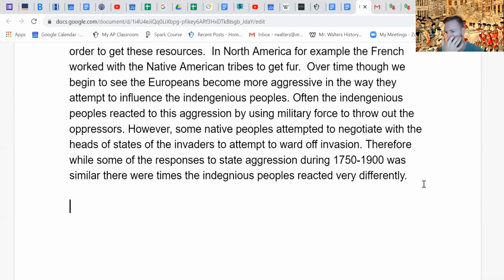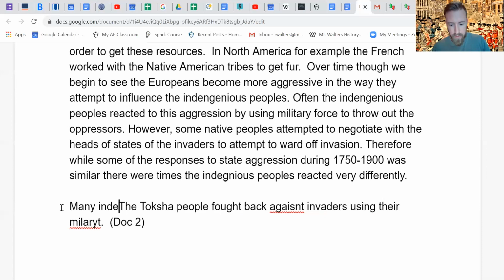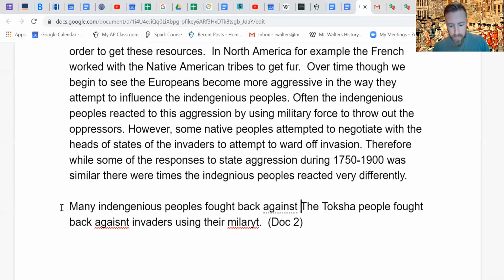My next paragraph is going to be that X statement, so I'm going to talk about the military. Which was the first military document? Document 2. The Taksha people fought back against invaders using their military. Actually, sorry, I jumped ahead a little bit. I would start with my topic, by saying many indigenous peoples fought back against potential invasion.